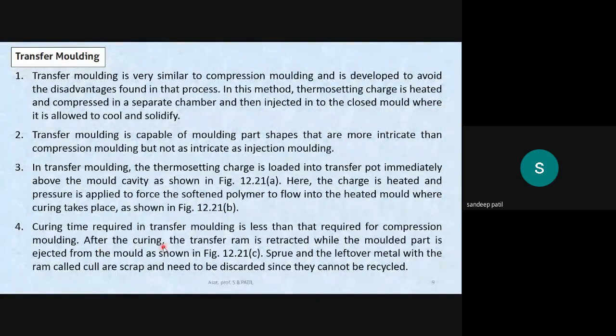After the curing, the transfer ram is retracted while the molded part is ejected from the mold. The sprue and the leftover metal with the ram, called cull, are scrap and need to be discarded since they cannot be recycled. Why it is not recyclable: because we are dealing here with thermosetting materials.